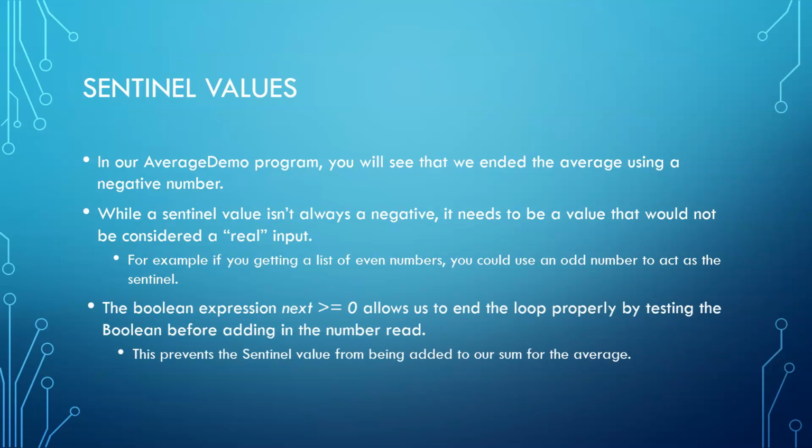Now, the Boolean expression in our code, next is greater than or equal to 0, allows us to end the loop properly by testing the Boolean before adding the number read. This prevents the sentinel value from being added to our sum for the average. And we saw that because we only took in 4 inputs, the -5 was not added in.